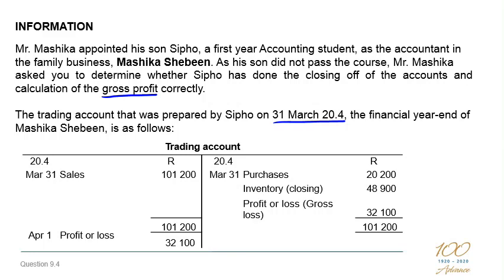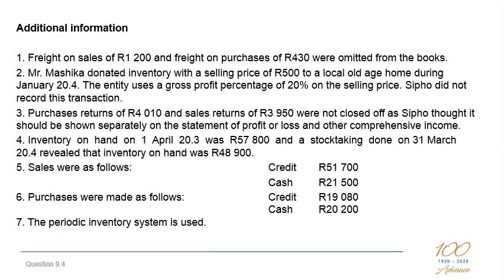So they give us an incorrect trading account, and we're going to use this incorrect trading account to start the preparation of the correct trading account. In the additional information, I'm not going to go through all of these items because we're going to earn the marks as we read. But let's just have a look at number 2 and number 3, which we have to do a general journal entry for.